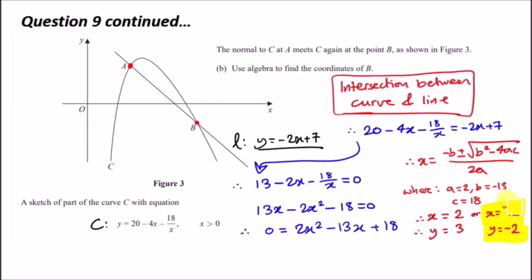So using 9 over 2, plug this x coordinate into any single equation. So you could have plugged it into the curve or into the line. I used the line and I got minus 2. And just to verify, I used the curve next and also got minus 2.